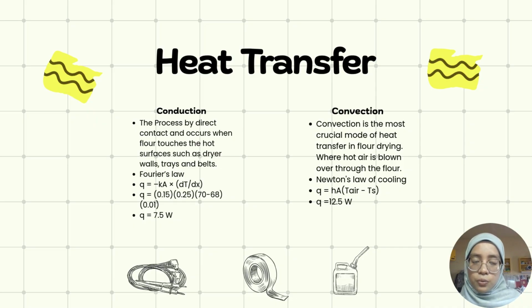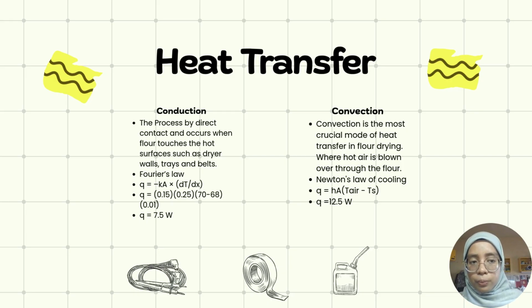Heat transfer is a fundamental process in food processing. It ensures food safety, extends shelf life, and enhances product quality. There are three significant mechanisms, which are conduction, convection, and radiation. Conduction is the direct contact that occurs when flour touches a hot surface, such as dryer walls and trays, and can be calculated by using Fourier's law. Next, convection is the most crucial mode of heat transfer.